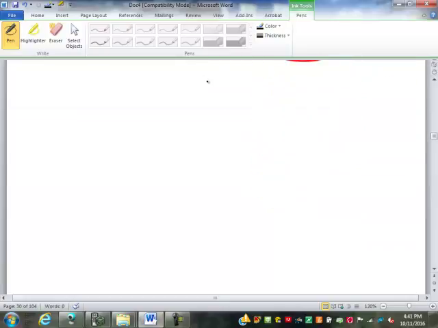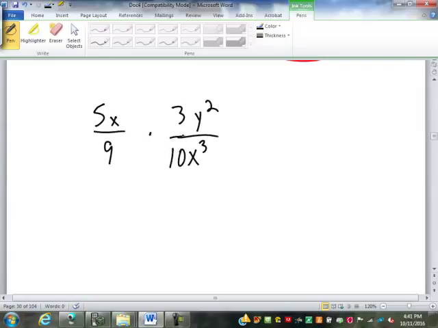Okay. You'll need to be able to multiply something like 5x over 9 times 3y squared over x to the third over 10x to the third. Let's do it. So now I could just multiply this out and reduce. It's probably the easiest way to do it. 5 times 3 is 15. x times y squared is xy squared. 9 times 10 is 90, just the x to the third.